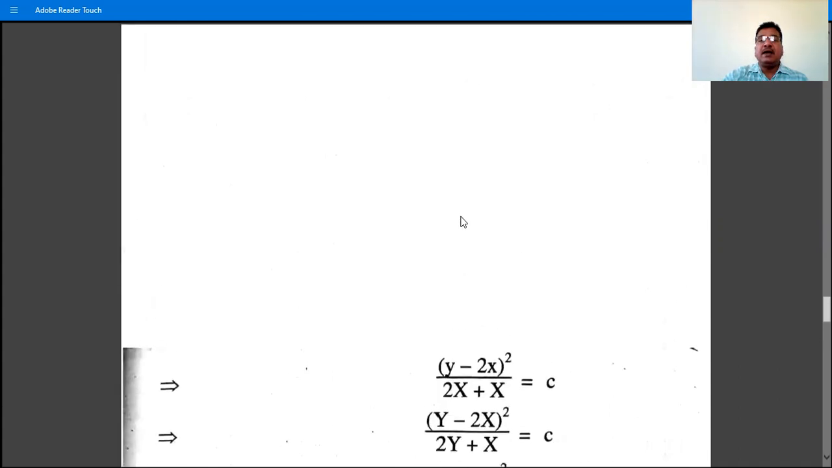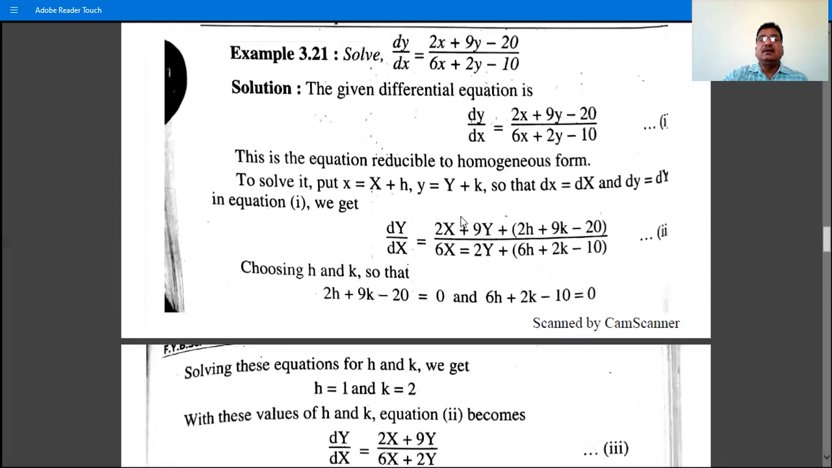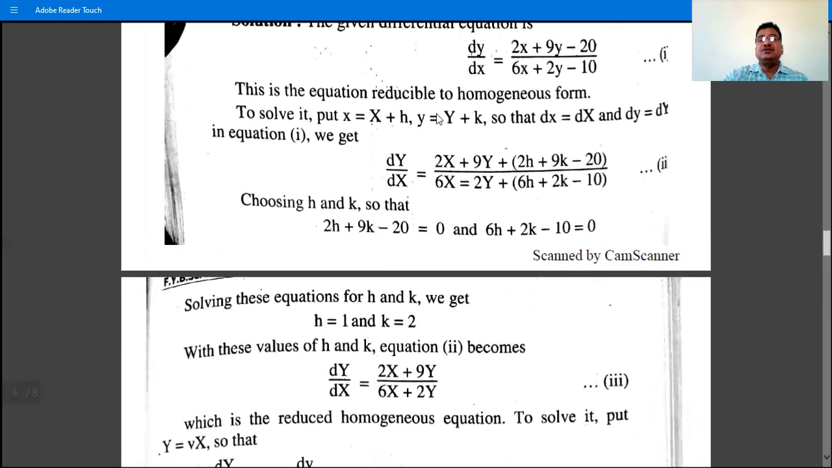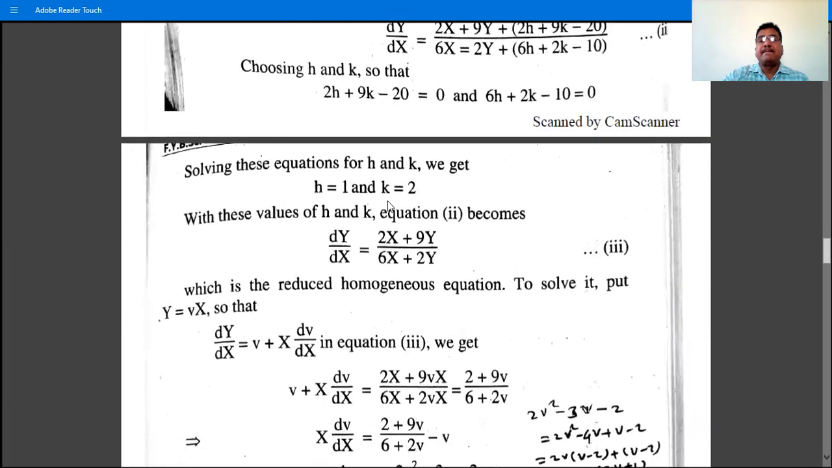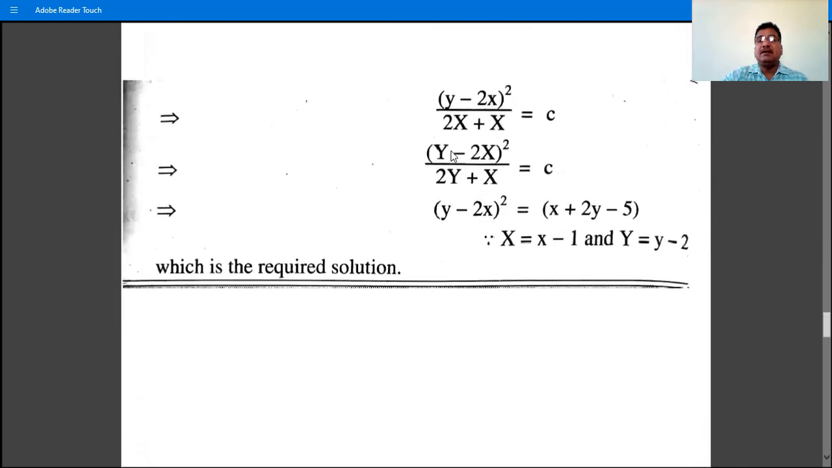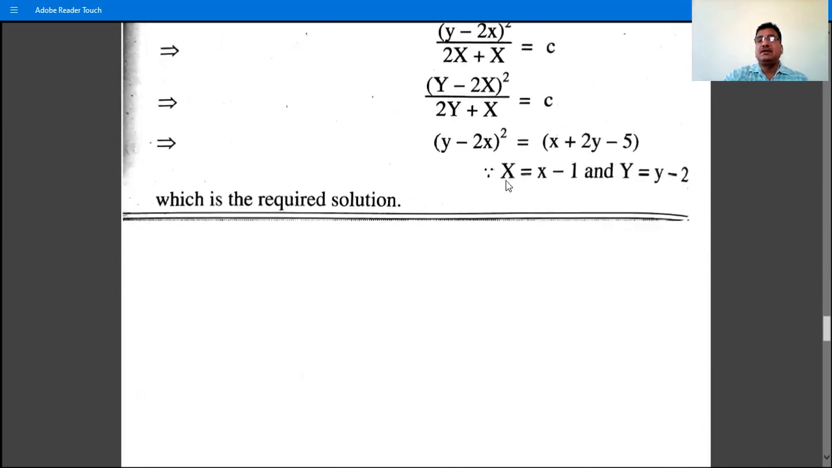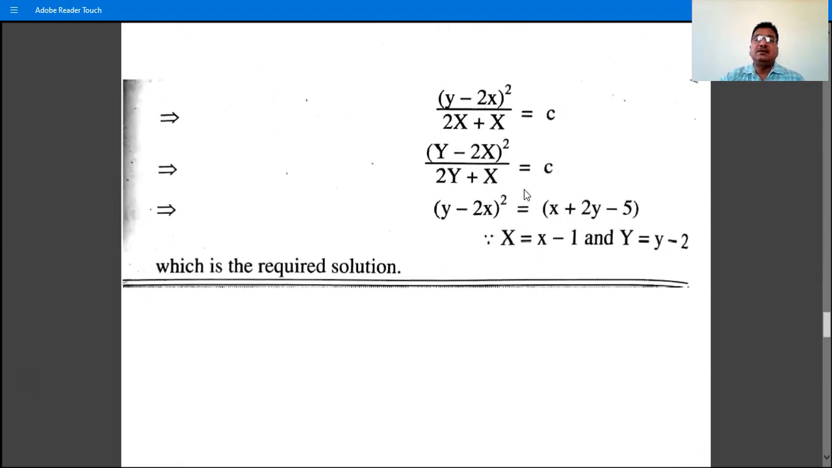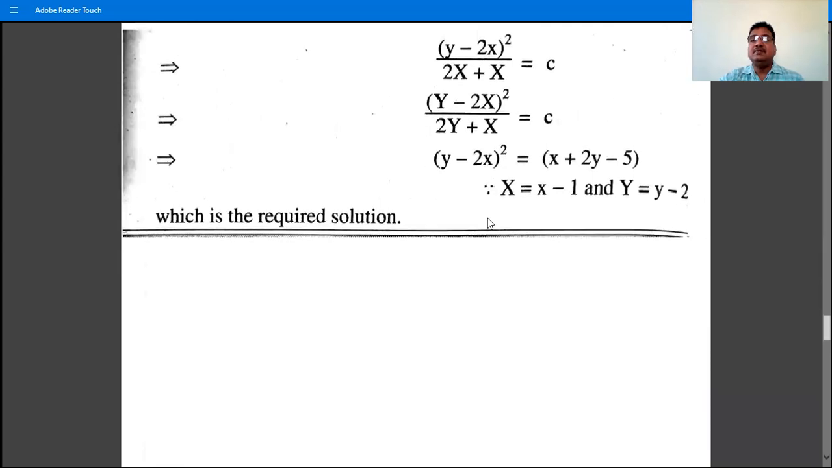Okay, and then substitute this capital X as x minus h, that is capital X as small x minus 1, and capital Y as y minus k, meaning y minus 2. So substitute the values of capital X and capital Y, and we have the final solution. Capital X is equal to small x minus 1 and capital Y is equal to small y minus 2. And this is the required solution.